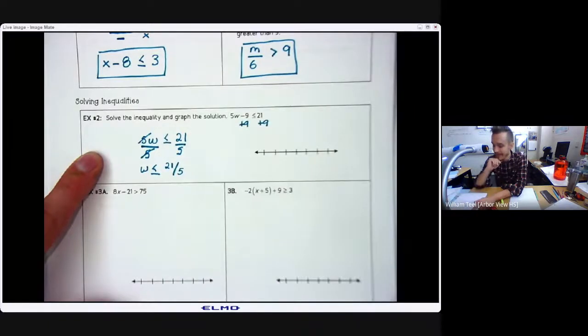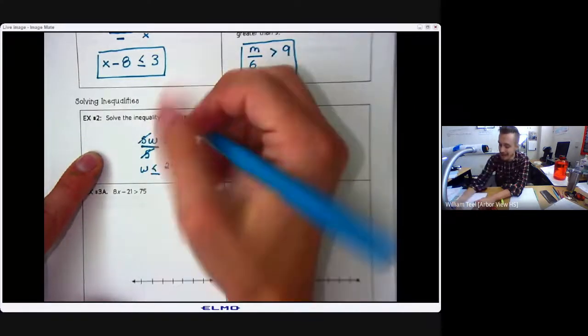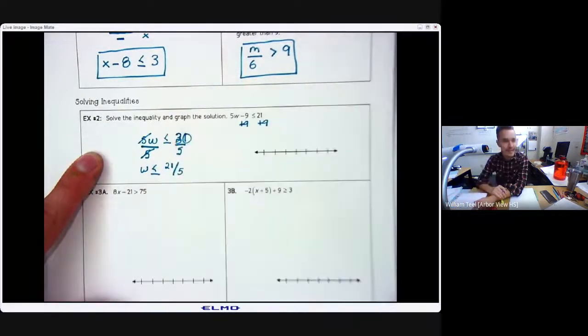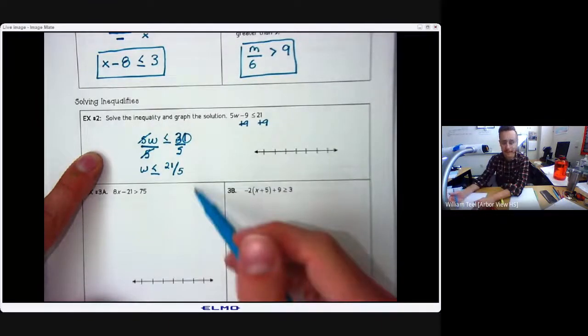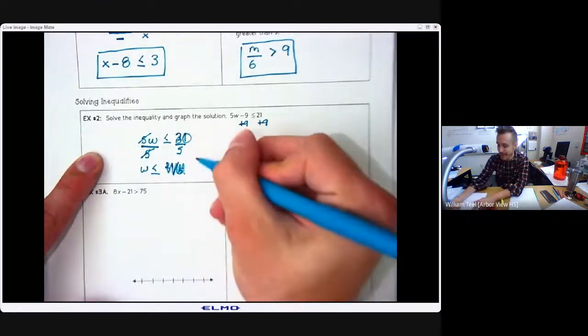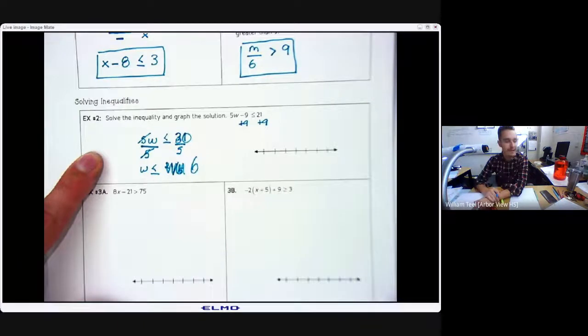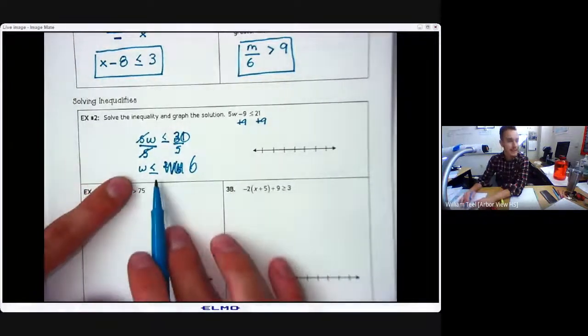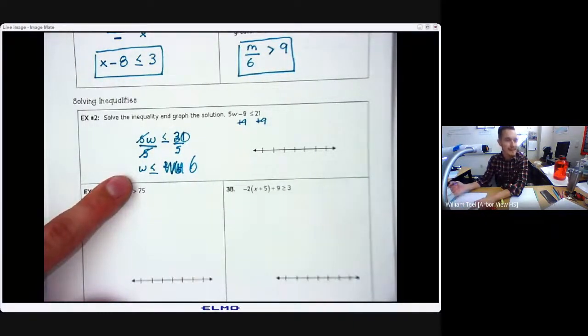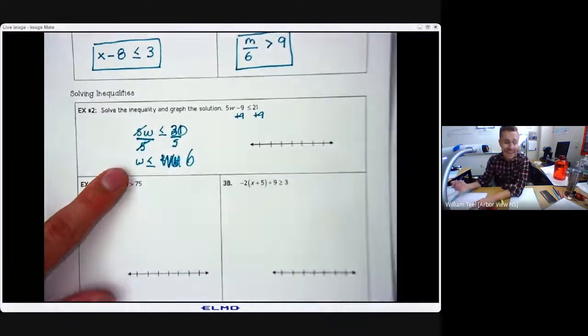And I made a mistake here because I forgot to add the 9. So that's actually going to be 30 divided by 5. 30 divided by 5 is 6. I am not very smart sometimes. So w is less than or equal to 6. Thank goodness, because I was looking at that and I was like, that is not going to be a cute decimal. Why would she do this to us?